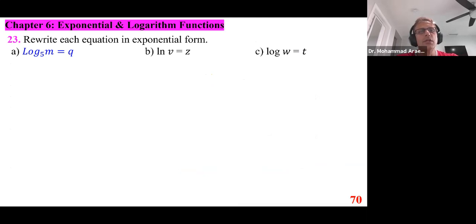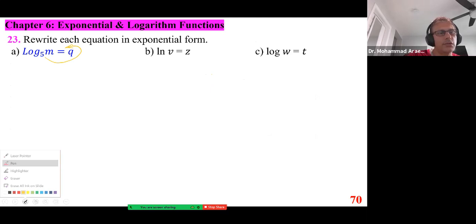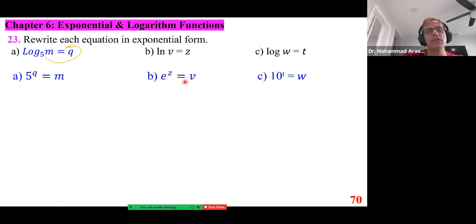Rewriting each equation in exponential form. So how we deal with logs is pretty straightforward. I'm going to go with this arrow, and you just follow that arrow. You can write all of them. So 5 to the power of q is m. E to the power of z is v. When the base is missing, that means common log, 10 to the power of t is w.